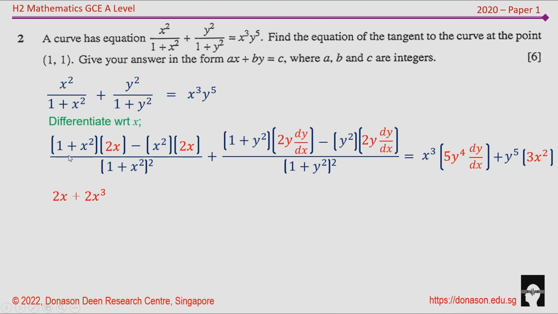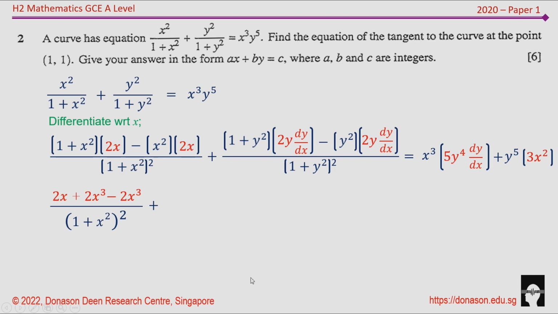So 2x times 1 is of course a 2x. 2x times x squared is going to give you 2x cubed, and then here I have got another minus 2x cubed. So as you can see later in the next step, 2x cubed minus 2x cubed can cancel, so the numerator is just simply going to become 2x. So that will be an easier expression than looking at this.